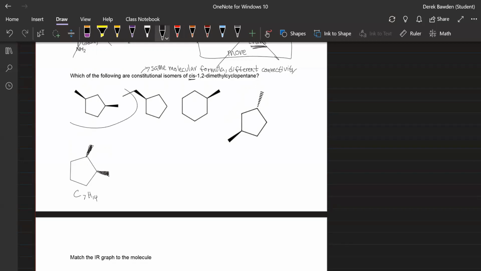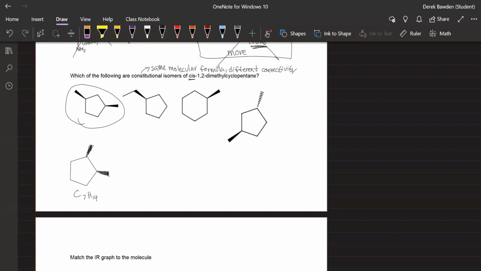So what do we think about this first one? Is this the same molecular formula but different connectivity? Yes, it is. All we did is move one of the methyl groups over a carbon. Everything stays identical except one of them gets moved over. So yes, this one is a constitutional isomer.